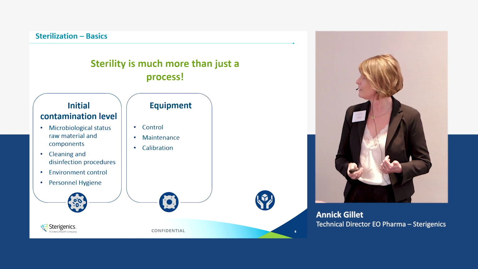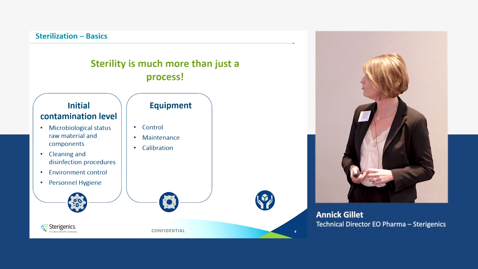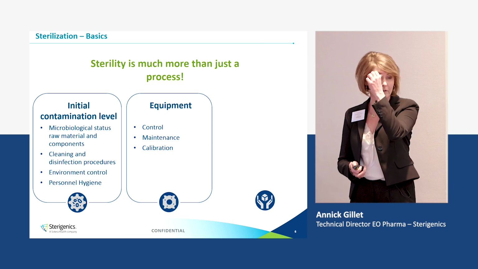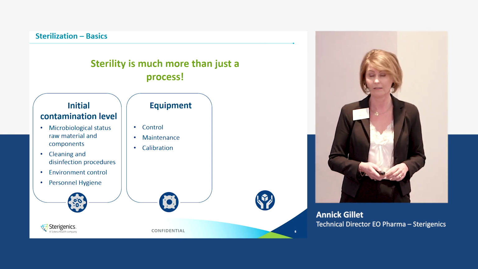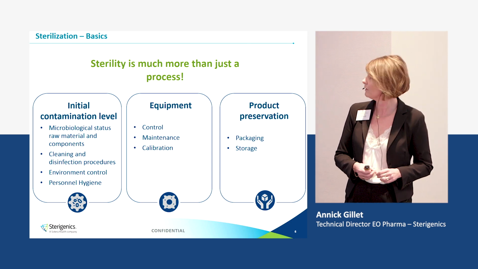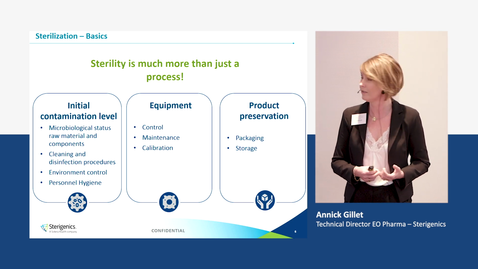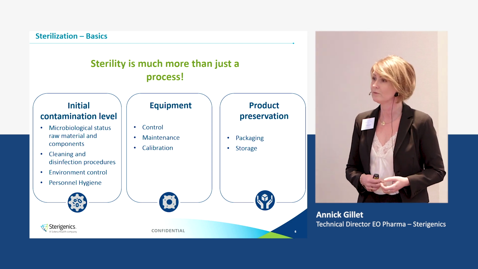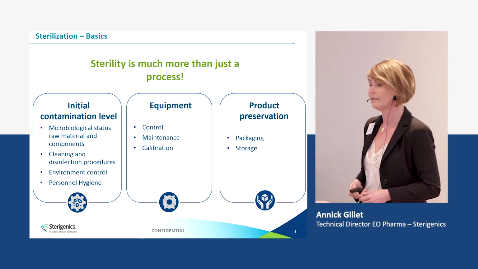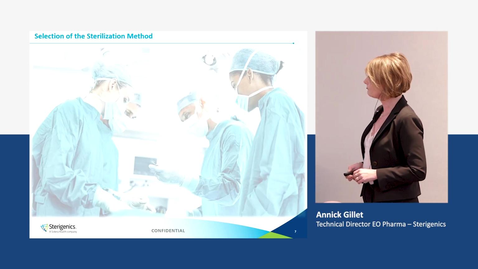So initial contamination level, but also the equipment is key. So keep control of it; the maintenance of it and the calibration of all the sensors are really important. And lastly, the product preservation. I mean the packaging and the sterile barrier, but also the storage. So after the sterilization process, how do you make sure that you keep that sterility status?